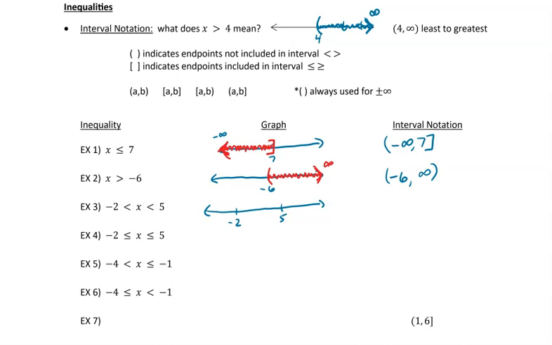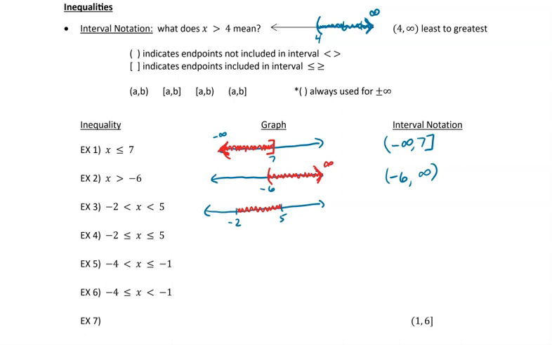Now as long as they both have less than like that, or it could be less than or equal to, or any combination of those, then all you have to remember is if x is in the middle, we're going to shade in the middle. That's where x is bigger than -2 and smaller than 5. That's what that inequality really means.